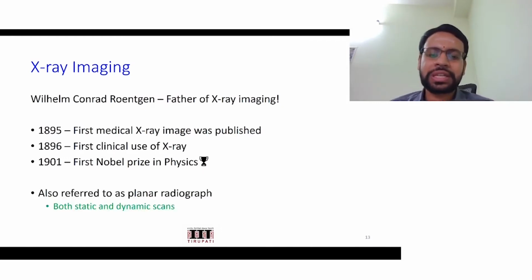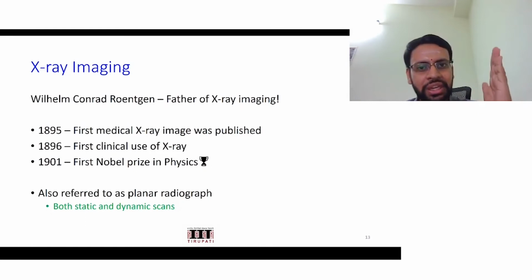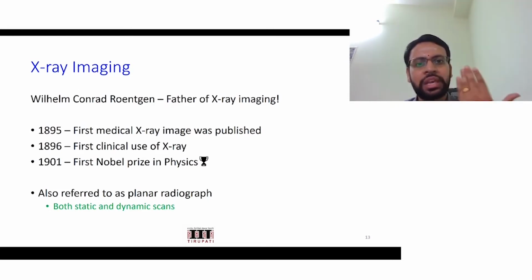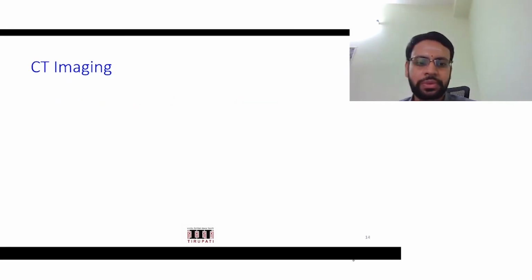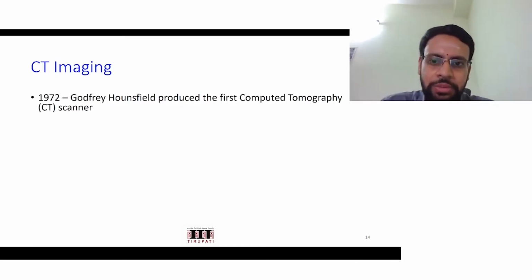As I mentioned, this is also referred to as planar radiography. You could use it to take static images, or you could also use it to take dynamic scans. By that we mean images taken over time. For example, to understand the blood arteries and blood vessels, you may go for dynamic scans. So with that, we will move on to another category of transmission imaging, CT imaging.